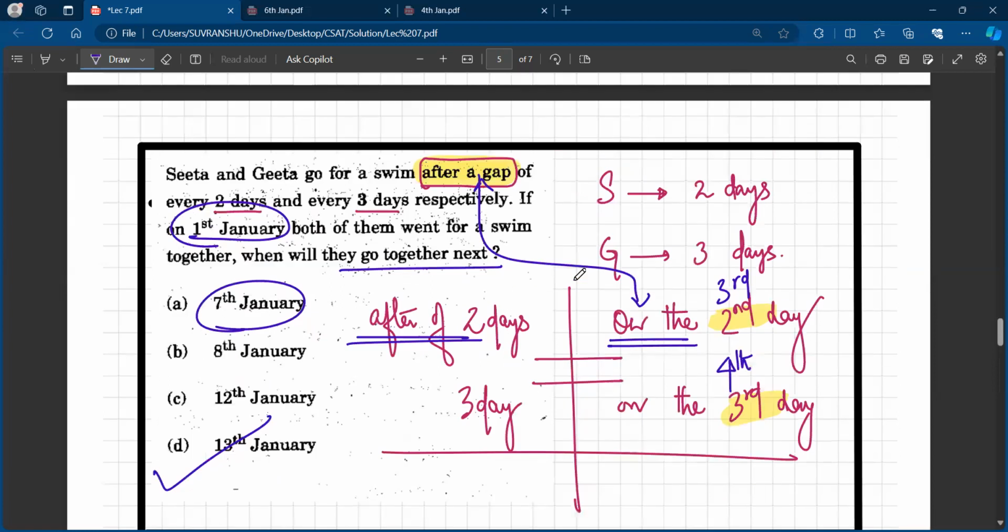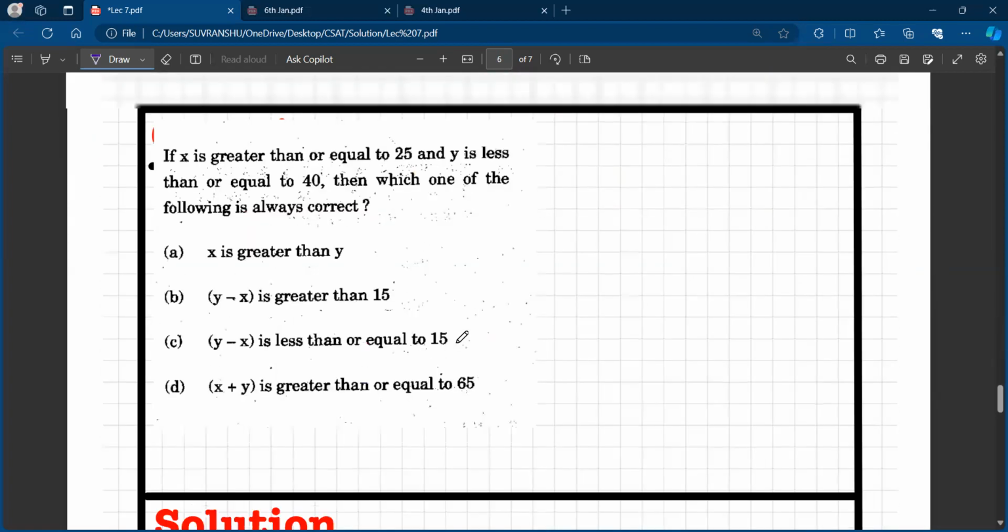Do pay attention while you read the question. It is on the third day or it is after a gap of every 2 days. Clear? Okay. Now let us proceed to the next question.